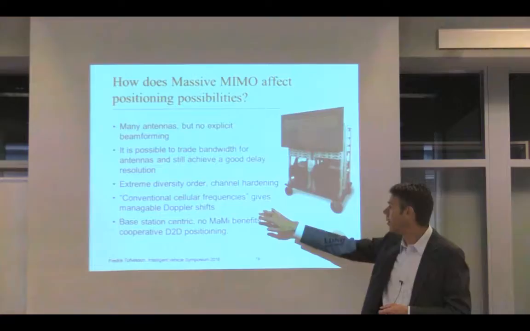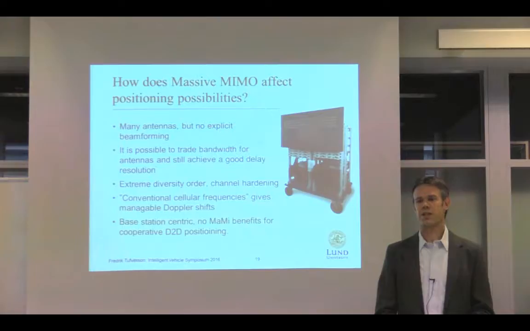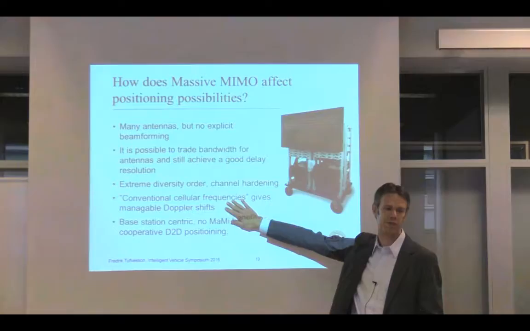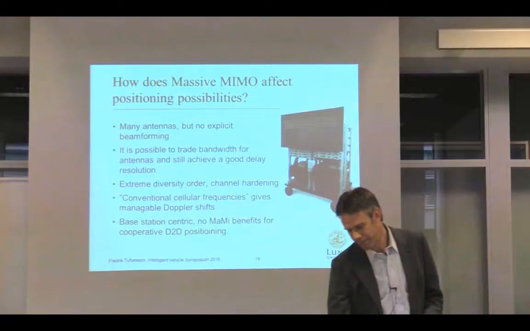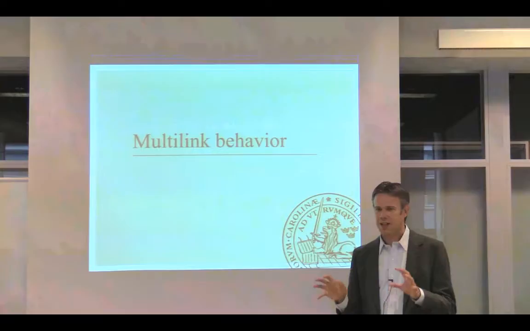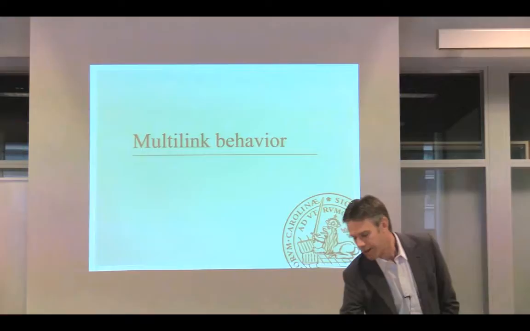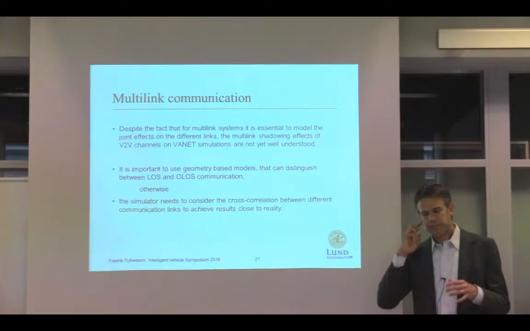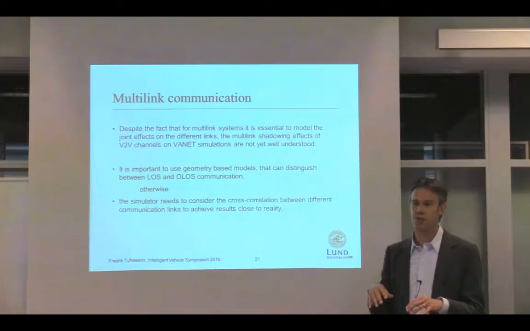Another good thing is that since we are using conventional cellular frequencies for massive MIMO, it will actually give us manageable Doppler shifts for the applications that we think of. So, with those in mind, let's now take a step back to the vehicular world again and the multi-link behavior. And multi-link behavior is really what we need to understand in order to build up a network, and the network we need to do cooperative positioning.